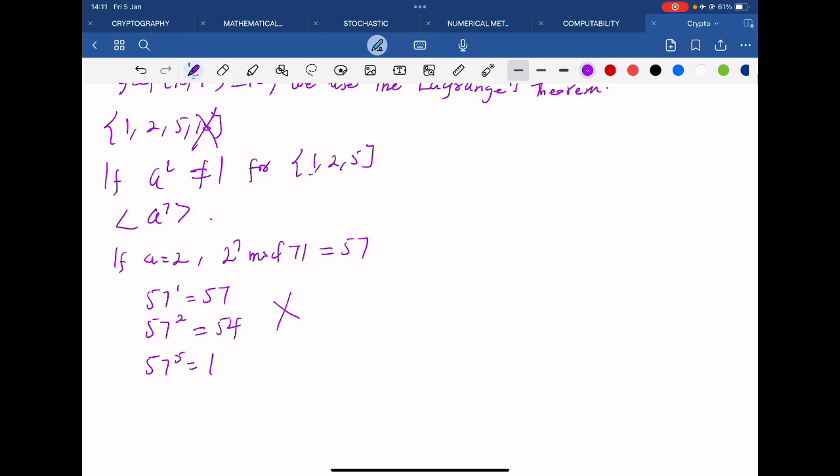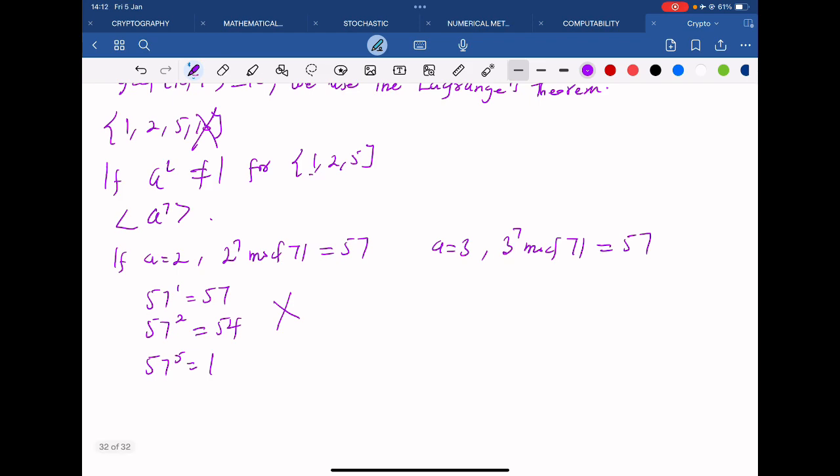Then we move on to the next prime number. So we are going to go to when A is equal to 3. When A is equal to 3, we are going to get 3 exponent 7 modulo 71, and that is also equal to 57. So meaning that this is also not a generator.